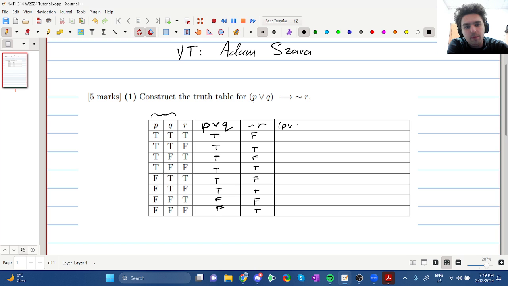Right? P or Q implies not R. So the implication is a logical connective between these two statements like this. And the idea is that this statement is true. It's true that A implies B if whenever A is true, then B is also true, as in A implies B. But it's a little bit more than that, right?